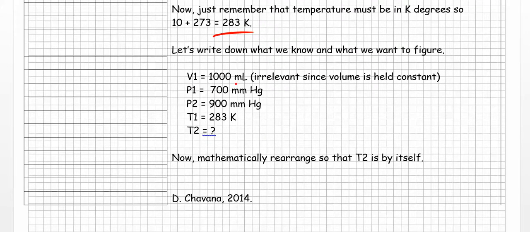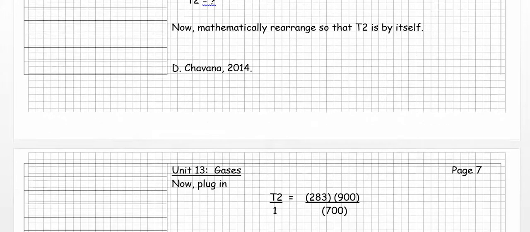So this is the data that we've got. We're going to plug in now, okay? So 1,000 was the first volume. Doesn't matter though, because it's V2 as well, right? P1 was 700, P2 was 900, T1 was 283. Let's plug in now: 700, 900, 283.